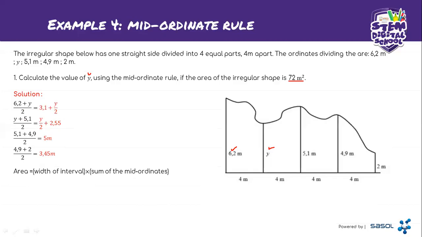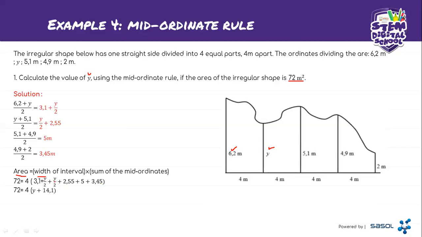Now after we have determined the mid-ordinates, you write your formula, and then the area. Remember, the area is 72 meters squared. And then what about the width of the interval? You can see in this case it is 4 meters. And then we also have the sum of the mid-ordinates. Now let's substitute and see. The first one was 3.1 plus y over 2, and then plus y over 2 plus 2.55 plus 5 plus 3.45, right?